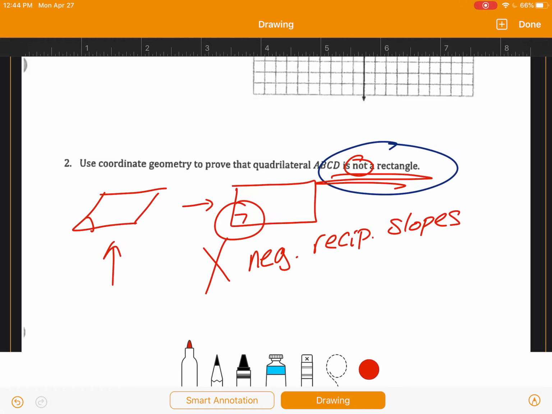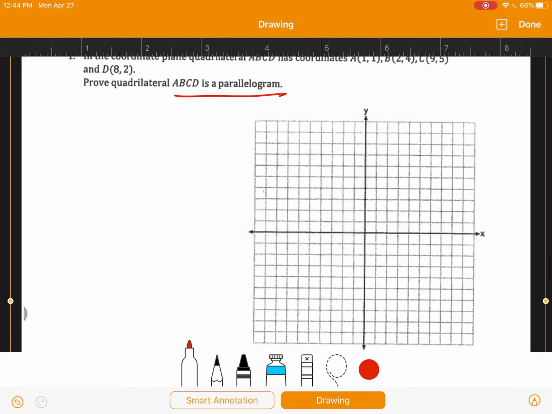So we're going to prove that there's not negative reciprocal slopes. So you just need to show that there's something that's not negative reciprocals. And that would prove that the angles are not right angles, and then that's enough to say it's not a rectangle and it's just a parallelogram.